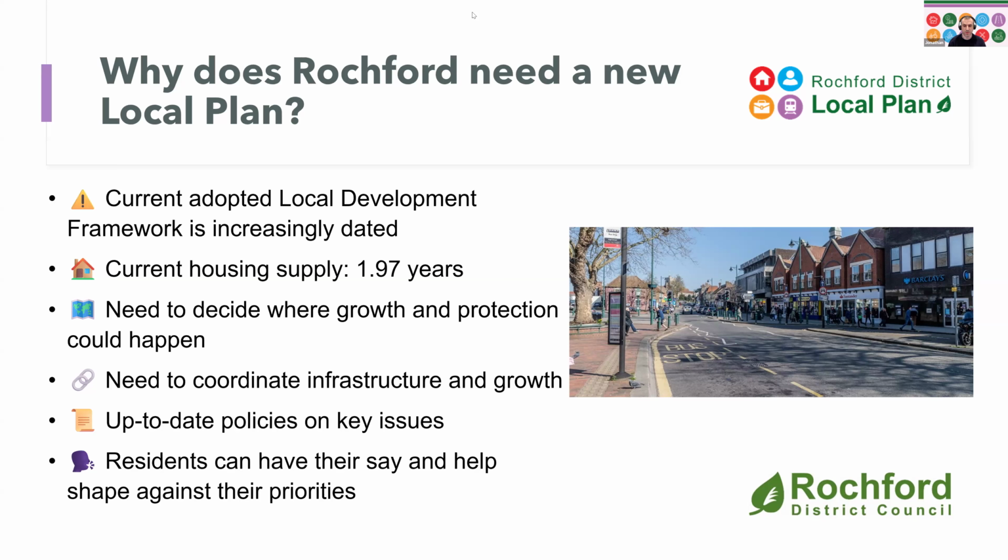Now, the current housing supply figure there is 1.97 years. What that means is that the government sets a housing target, an annual figure, and that is used to calculate, based on the number of planning permissions that you have, how much supply you've got. The reason that's important is because it's expected that authorities will maintain at least a 5-year land supply for housing. So when that dips below that figure, there are certain triggers that are brought into play.